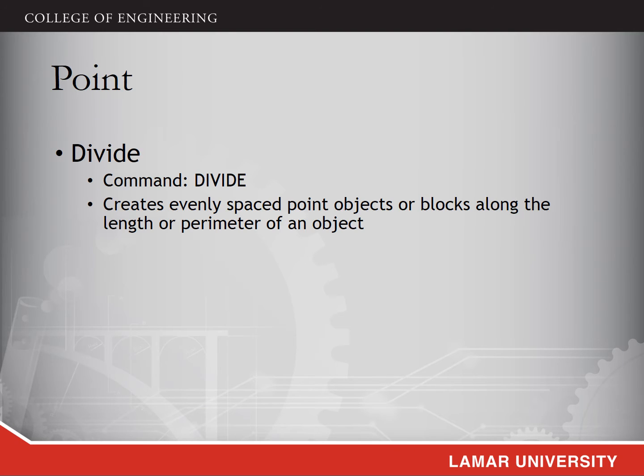The last topic in this note is the implementation of points. In AutoCAD, there are two functions highly related to points. The first one is the divide command. This command can divide one line segment into several shorter segments evenly. And the line could be a straight line, an arc, and even a smooth curve.